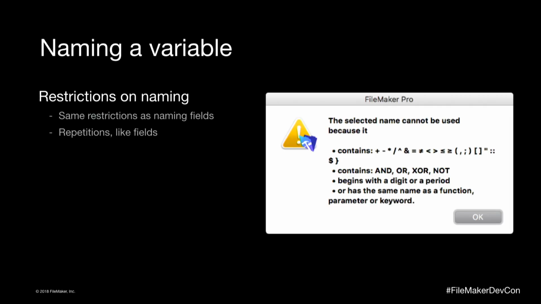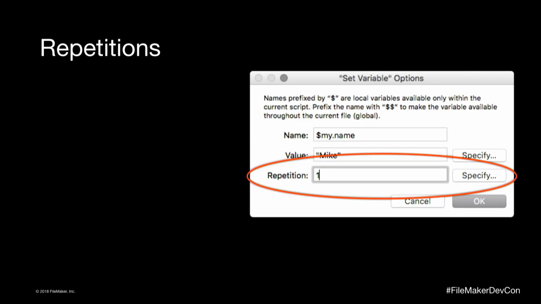So naming a variable, there are some restrictions on naming. And these are basically the same restrictions that there are on naming fields, right? Here's the dialog, kind of tells you here's the characters you can't use when you're naming a variable. Kind of the exception is the square brackets there, which are used to denote the variable repetition. And those work pretty much just like field repetitions, right?